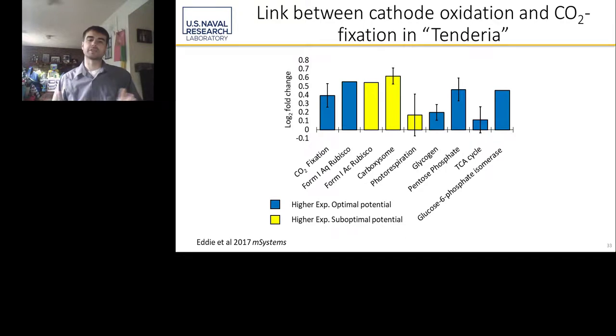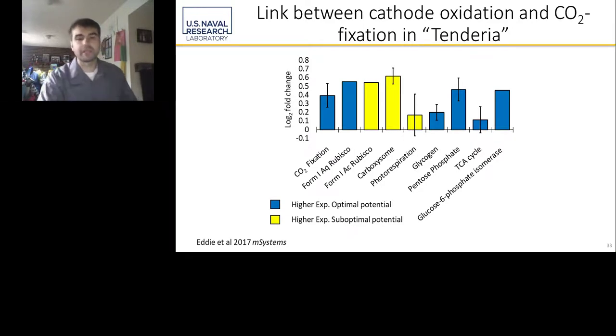And then we also see this form 1AQ rubisco, which is the one that's less efficient but faster. And then a few of the other blue gene modules that we see here are things for glycogen formation, which is basically a storage product, and the pentose phosphate cycle, which is part of the central carbon metabolism. So this is one of the bits of metabolism that basically makes all the things that make up a cell.